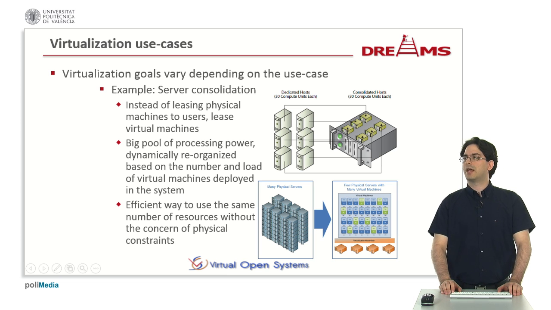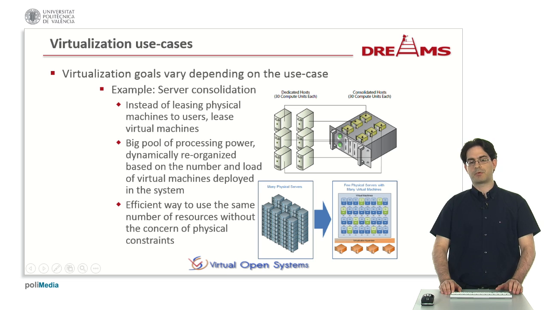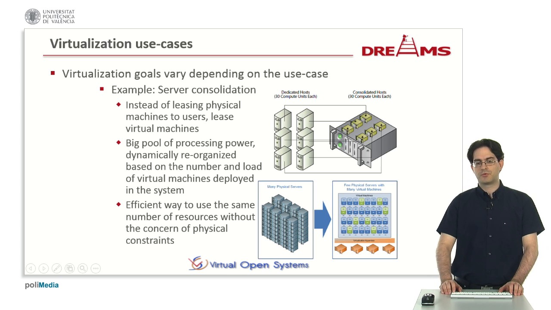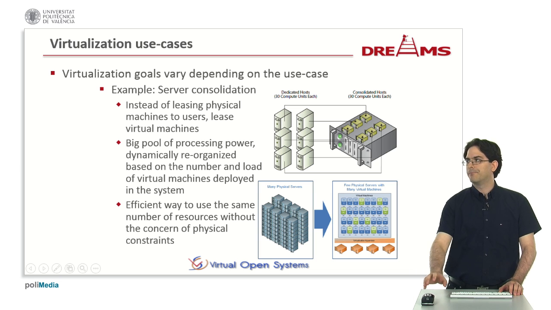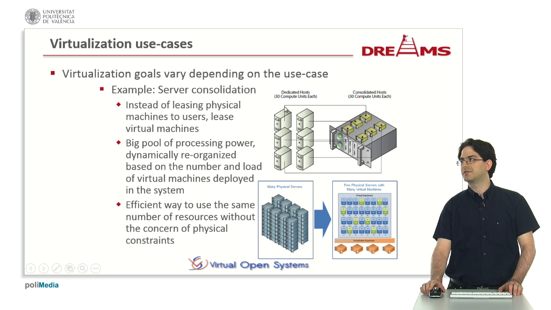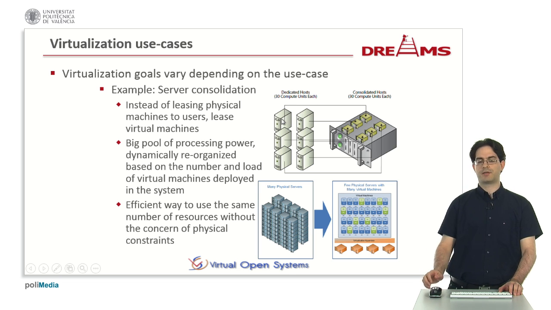So, about virtualization use cases, because that's the most important aspect that people need to understand. The use cases and how we utilize virtualization to do better things. The main example here is mostly server consolidation, where in the past, we were leasing physical machines to users. So one user had one physical machine, and that's it. It was simple as that, but if the machine was idling, it would waste resources.